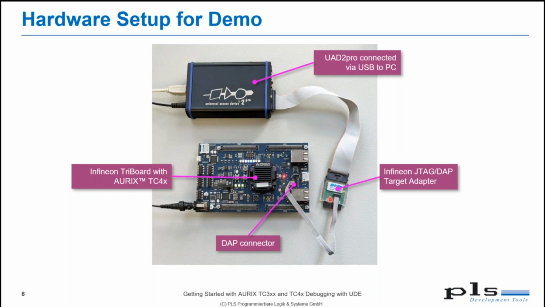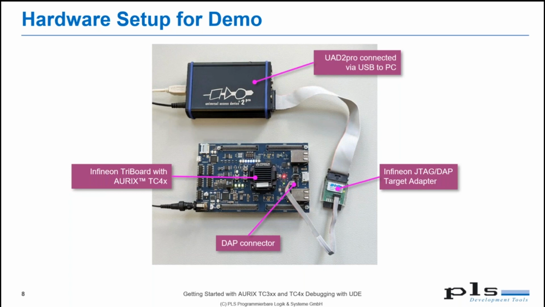The adapter is the only device-dependent part in this hardware setup. The UDE 2 Pro can also be used for other architectures like ARM Cortex, or maybe RH850 from Renesas and so on. To connect to the devices, you need a specific adapter and, of course, an architecture license in UDE.